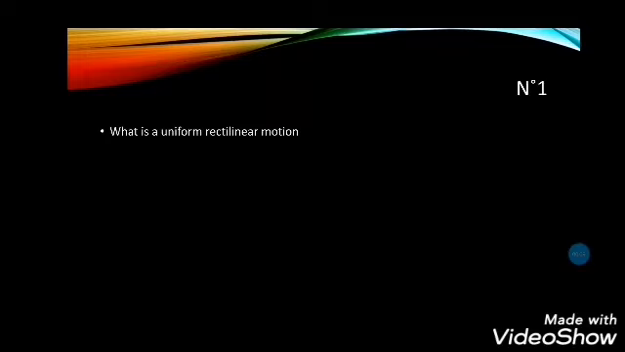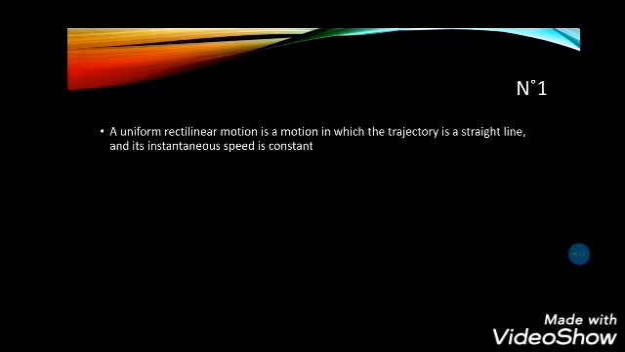Number 1. What is a uniform rectilinear motion? A uniform rectilinear motion is a motion in which the trajectory is a straight line and the instantaneous speed is constant. So I have to have two conditions. The first one about the trajectory and the second one about the instantaneous speed.